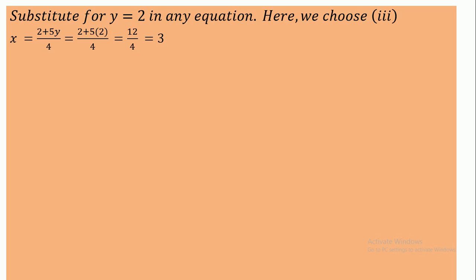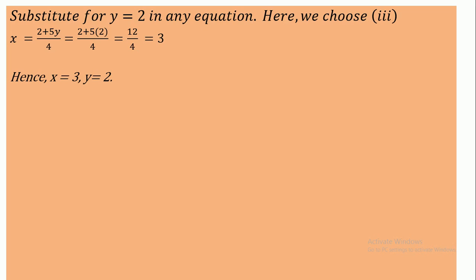So here we have chosen to put y is equal to 2 into equation 3, where we have x to be equal to 2 plus 5y over 4. And by the time you substitute y to be 2, that's 2 plus 5 times 2, 10. 2 plus 10, that gives 12 divided by 4, and that gives 3. Correct. So we conclude that x equals 3 and y is equal to 2.